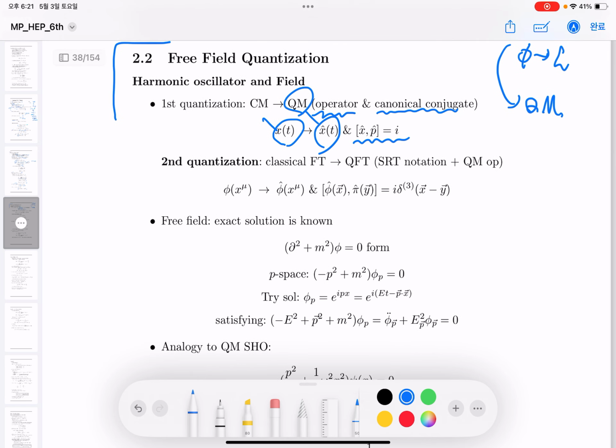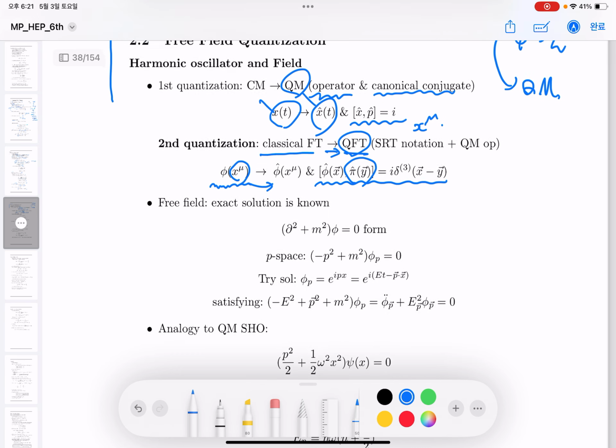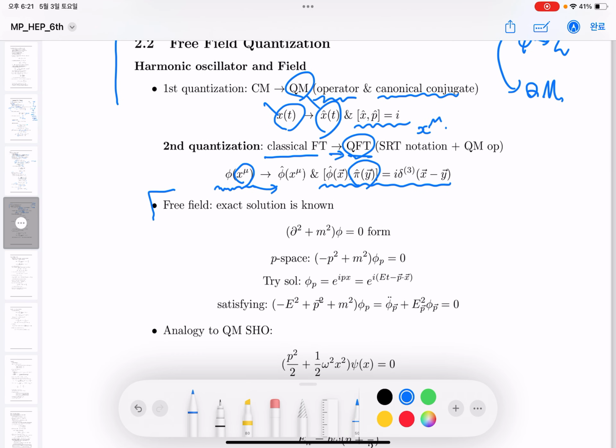Similarly, we can quantize from the classical field theory to the quantum field theory. The quantum field theory is actually the combination of the special relativity theory, which is the unified space-time x mu, and the quantum operator. So the field, which is defined on space-time, changes to the operator level and satisfies the canonical conjugate relations with the field conjugate. And for the free fields, we know the exact solutions.